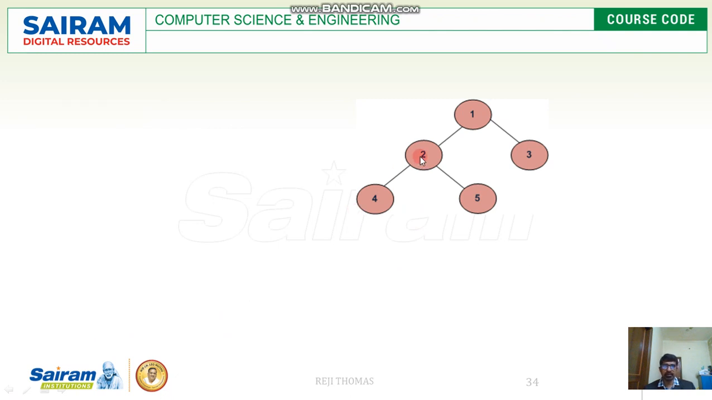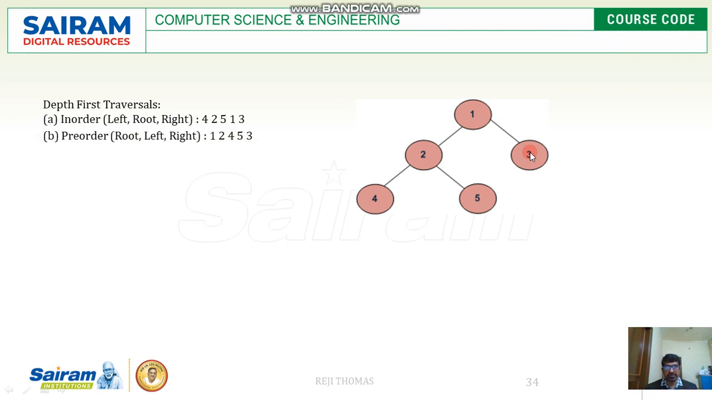Let us see the different techniques for this. One is in-order. If you visit the given tree in-order, let me repeat, it's going to be left, then root, then right. So the left is 4. Then you visit the root, which is 2. Then you visit 5, then 1, then 3. So the in-order is going to be 4, 2, 5, 1, 3.